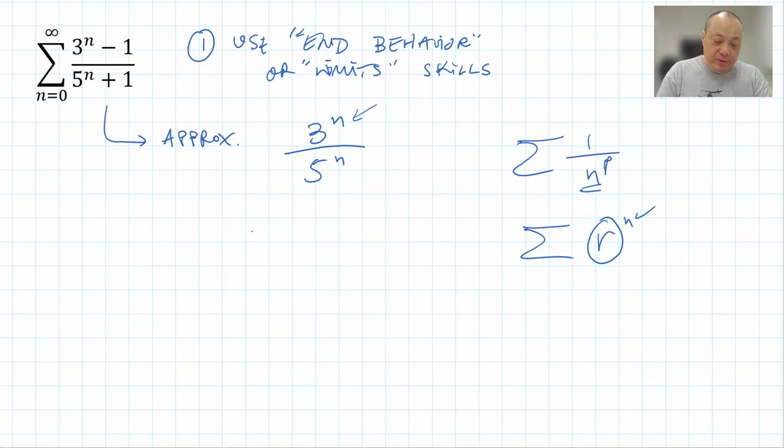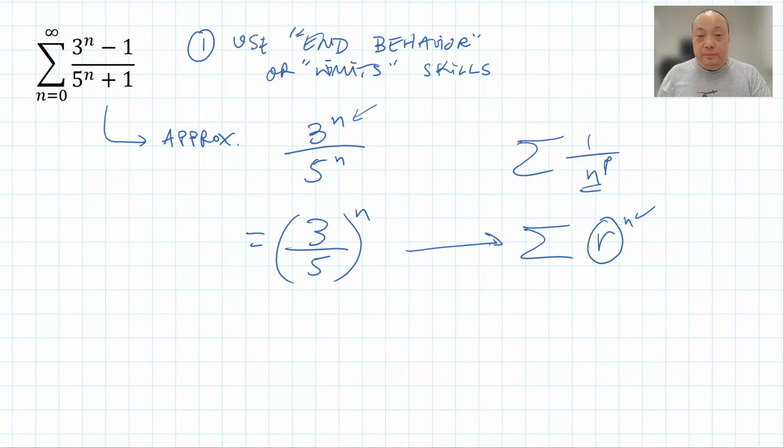And I know how to do this, because 3 to the nth over 5 to the nth is the same as (3/5) to the power n. Okay, so now it looks like a geometric series. What kind of geometric series? It is a geometric series with r equals 3/5, which is less than 1. And that is convergent. So I suspect that my series is convergent.